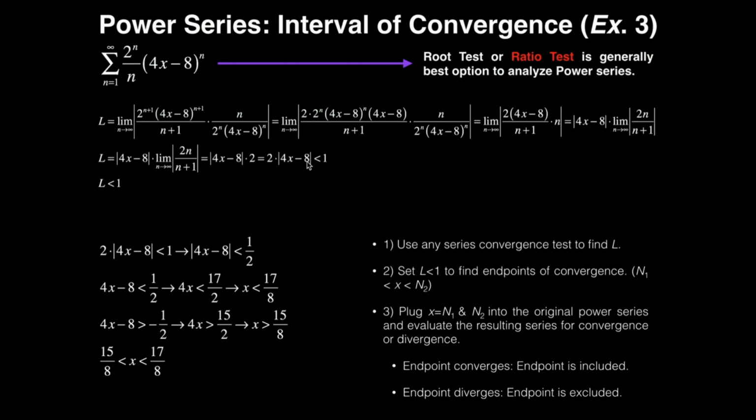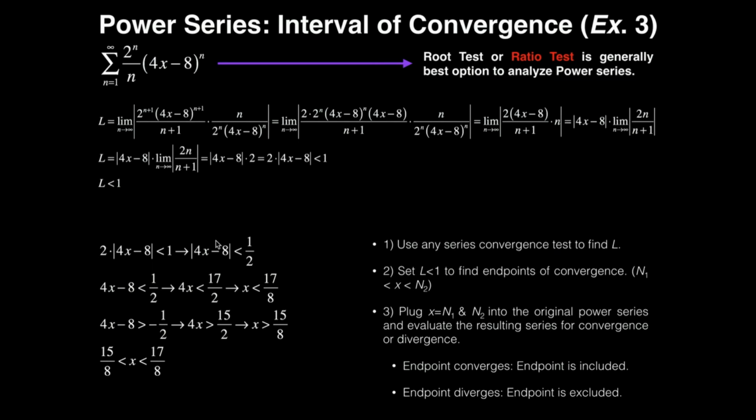And now that I've actually determined what the limit is, I set it less than 1, because L has to be less than 1. So, down here, I've rewritten it. 2 times the absolute value of 4x minus 8 has to be less than 1. Now what I'm going to do is divide through both sides by 2 to get rid of that coefficient. So, the absolute value of 4x minus 8 is less than 1/2. All right, so I got fractions in this one, unfortunately.